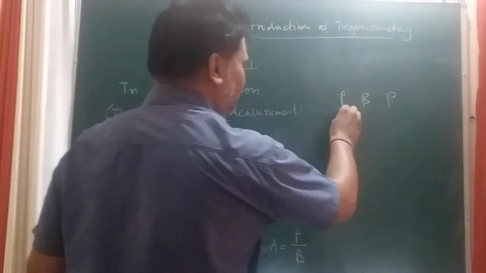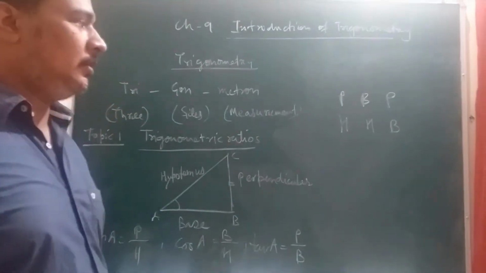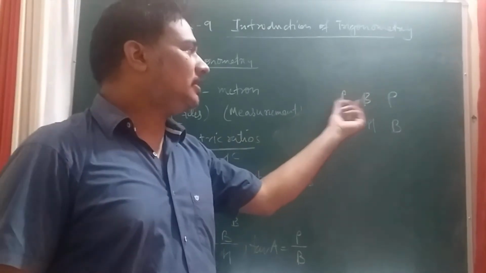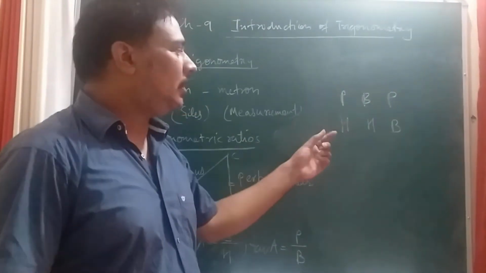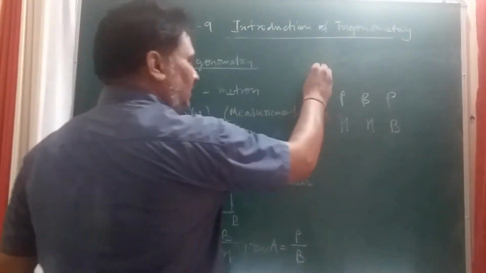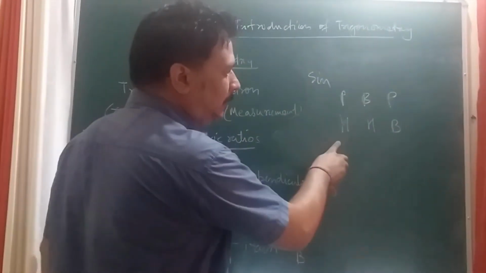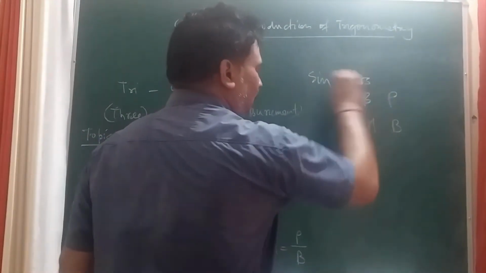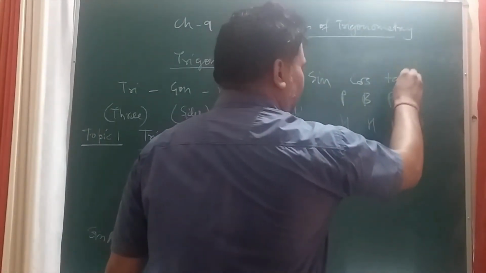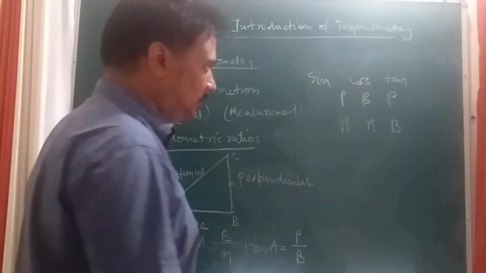You can say Pakistan bhuka pyasa and Hindustan hara bhara. It means sin is equal to perpendicular upon hypotenuse, cos is equal to base upon hypotenuse and tan is perpendicular upon base.